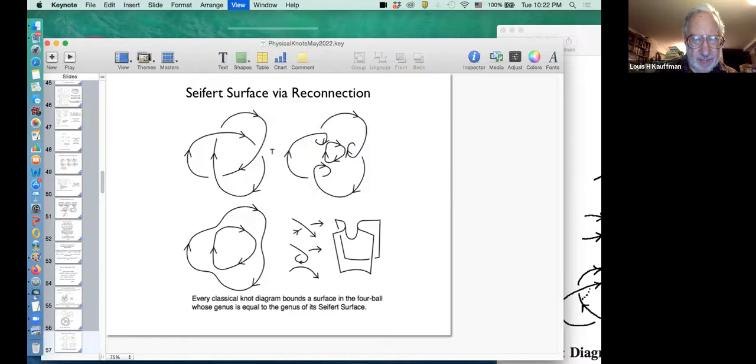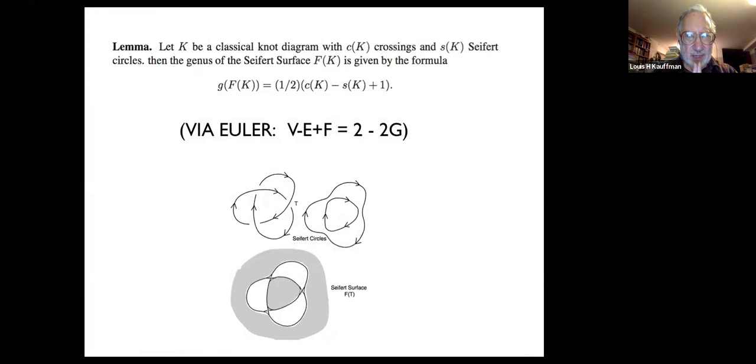So if I have a classical knot diagram and it has C of K crossings and S of K Seifert circles, then the genus of the Seifert surface is given by 1/2 of C of K minus S of K plus 1, I claim. And I leave it to you to prove that by yourself by checking it with the Euler formula. The Euler formula says that 2 minus 2g is equal to vertices minus edges plus faces for a decomposition of the surface.